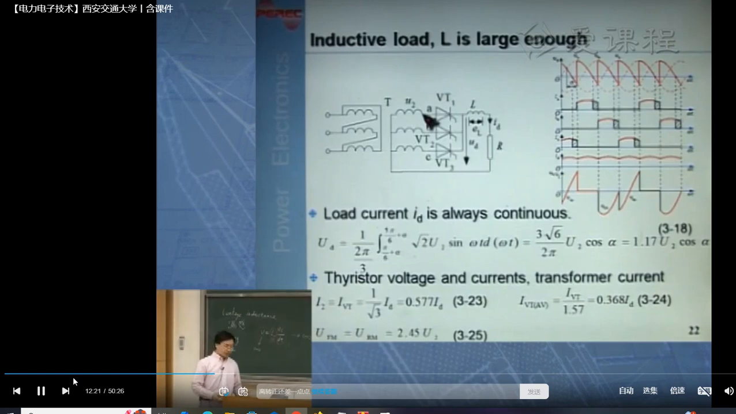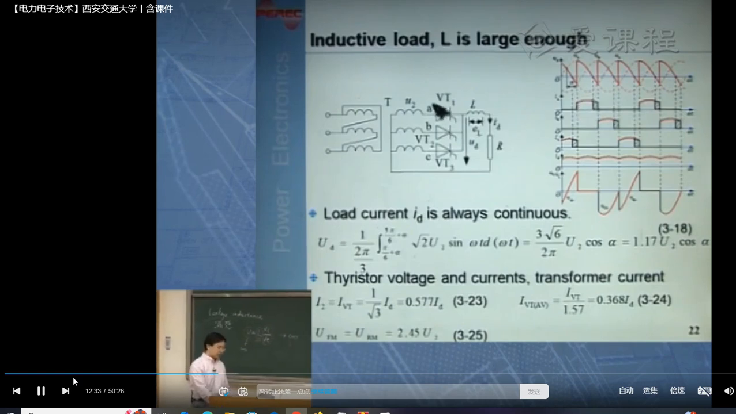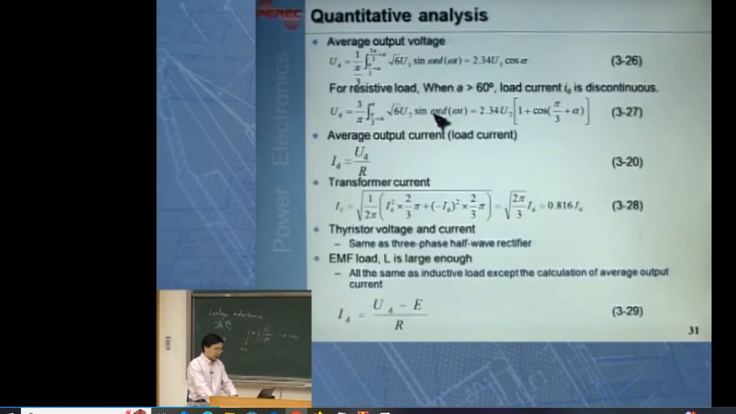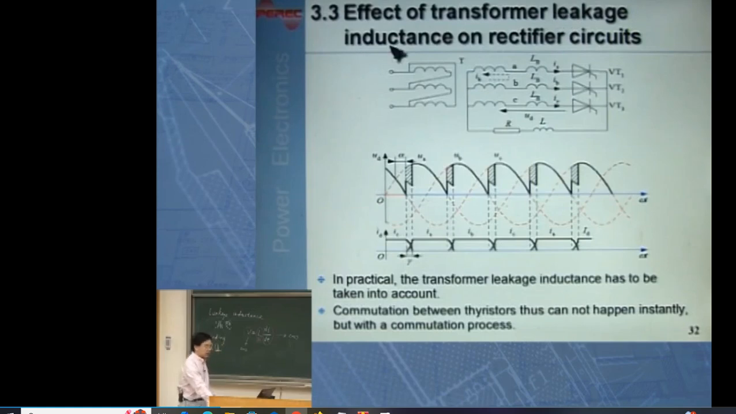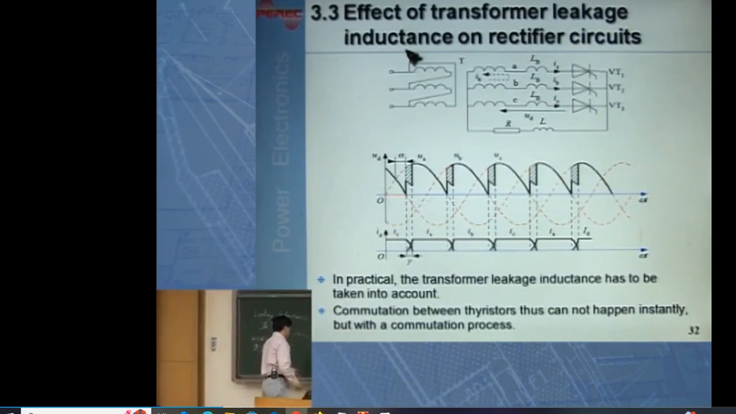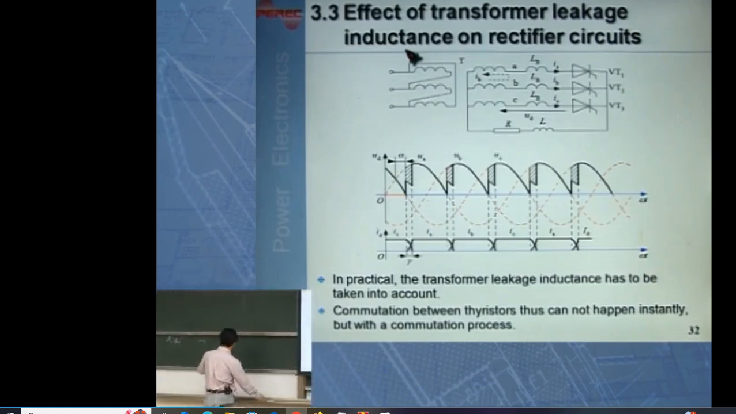And therefore this current, IA or VT1, in the practical case cannot change instantly, because there's an inductance in series with it. That inductance will always prevent the instant change. That's the issue we are going to talk about. When you consider the transformer leakage inductance, what will happen? What are the results or effects of that leakage inductance?